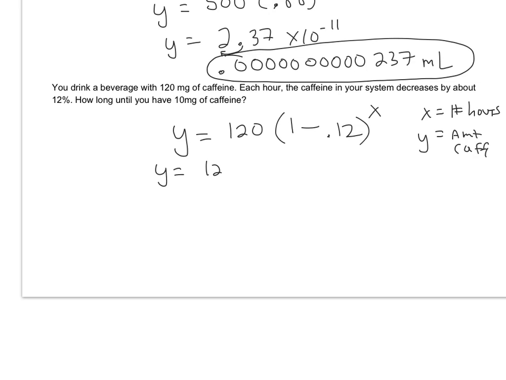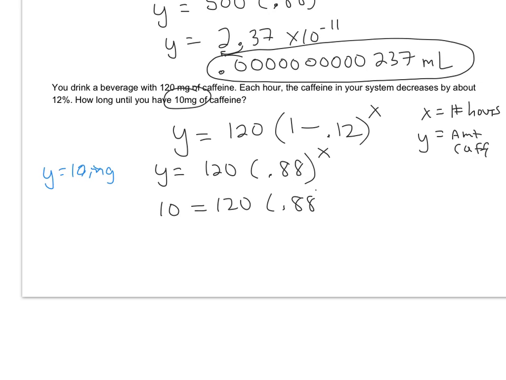So y is going to equal 120. Now this is very similar to the one above because 1 minus 0.12 is 0.88. So now what are we given in this case? How long until we have 10 milligrams of caffeine? Well, that's a y value because it's saying 10 milligrams of caffeine left. To solve this problem, I'll put a 10 in for y, and then we'll solve for x, which is the amount of time.